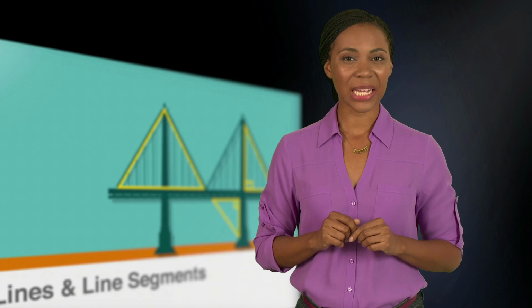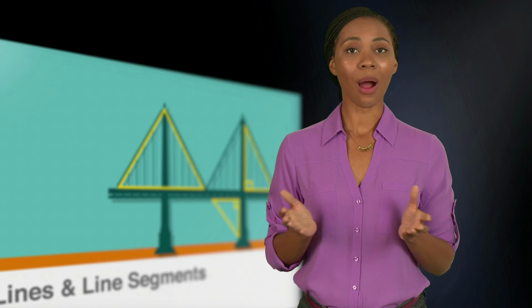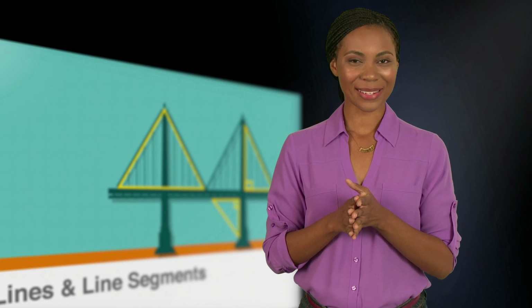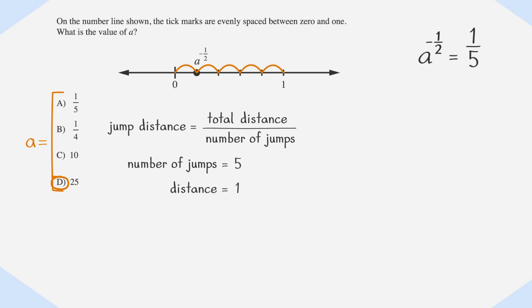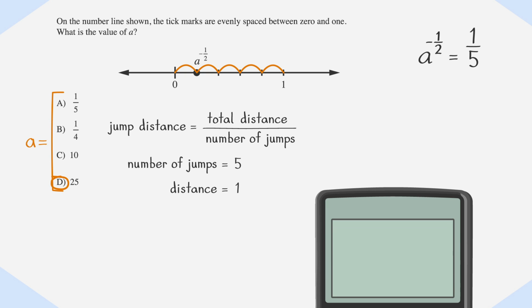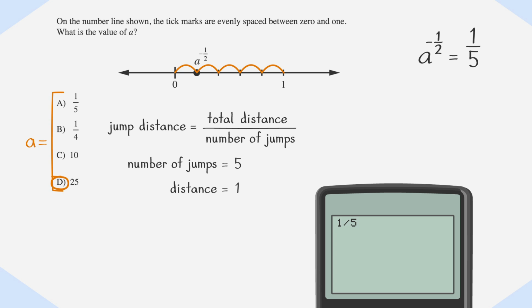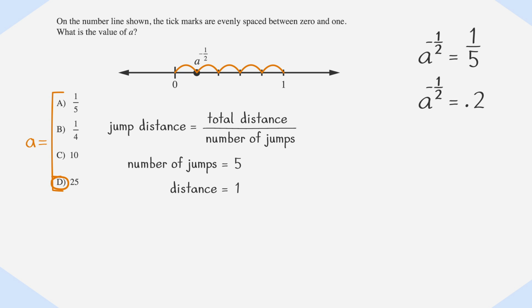Remember, if you aren't confident with your algebra in a problem like this, you can always back solve. Let's try that this time with a calculator. We'll back up to the point where we found a to the negative 1/2 equals 1/5. Since we're using a calculator, it will be easier to convert 1/5 to a decimal. This is a good one to just know, but if you need to use your calculator, you'll find that 1/5 is equal to 0.2. So when we plug the answer choices into our calculator, we'll need to get 0.2.